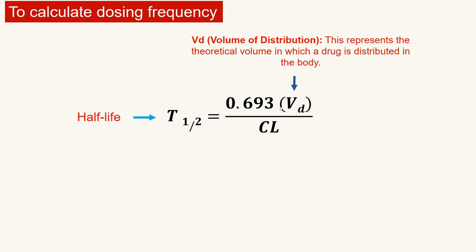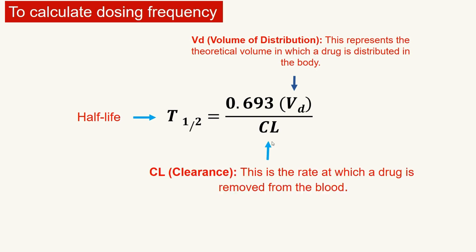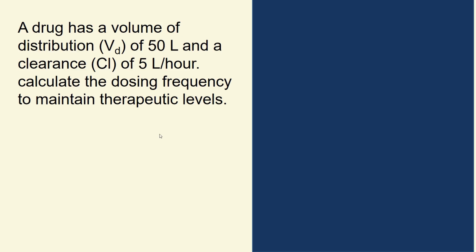If you know how much drug is distributed, and you have the clearance, which is the rate at which the drug is removed from the body, like how fast it is removed, then you can tell how much time it takes for the drug to be 50% eliminated. So using this formula, you can calculate. Here is another calculation. A drug has a volume of distribution of 50 liters and a clearance of 5 liters per hour.